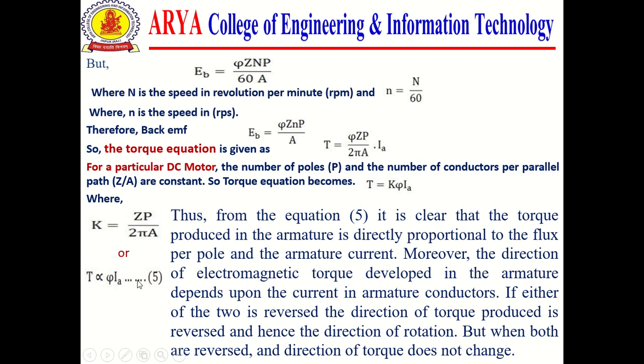So from this equation it is clear that the torque produced in the armature is directly proportional to the flux per pole and armature current. Moreover, the direction of electromagnetic torque developed in the armature depends upon the current in the armature conductors. So if either of the two is reversed, the direction of torque produced is reversed, and hence the direction of rotation. When both are reversed, the direction of torque does not change.